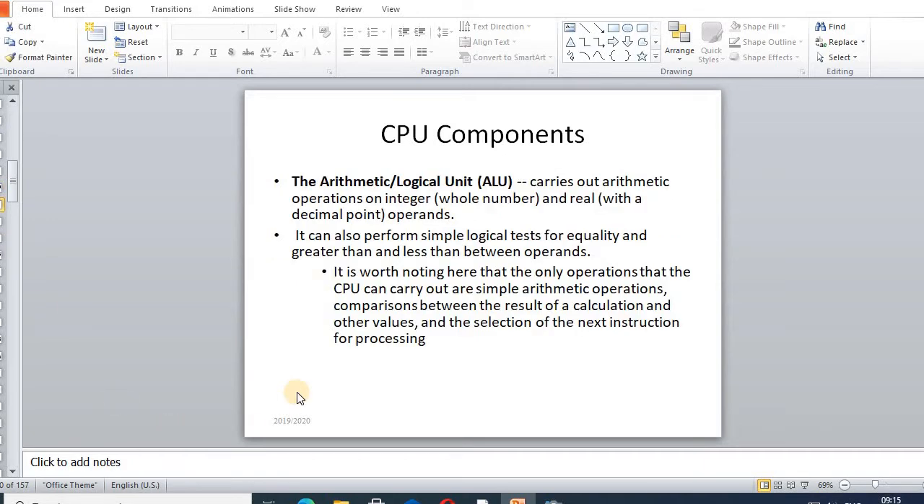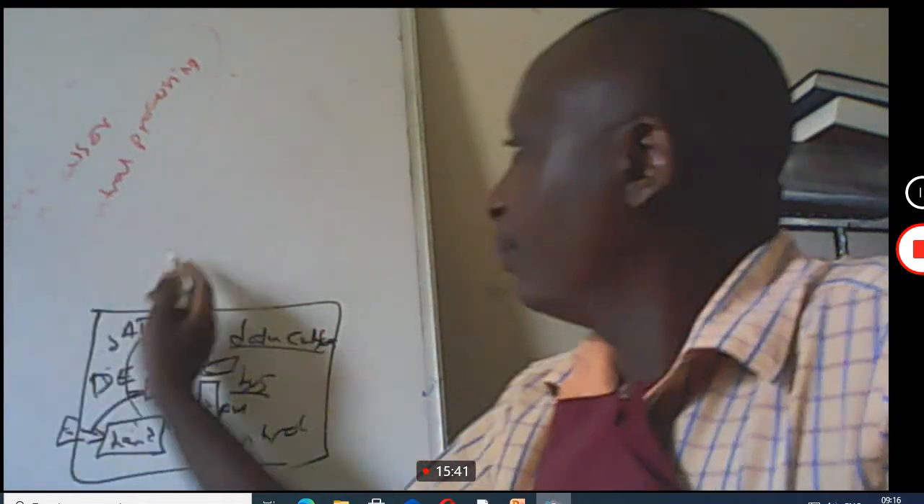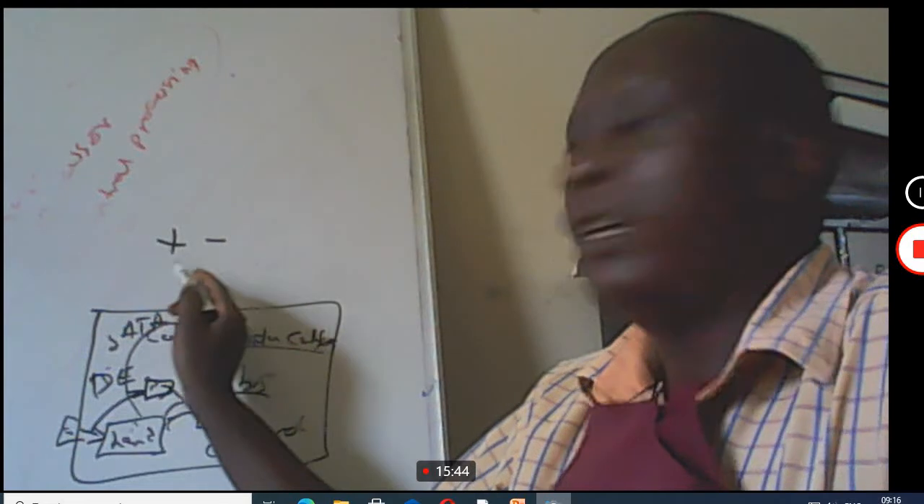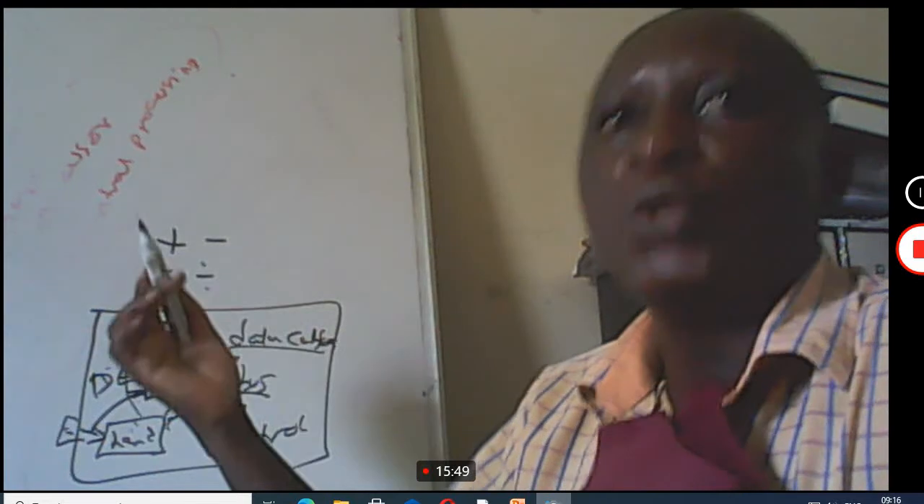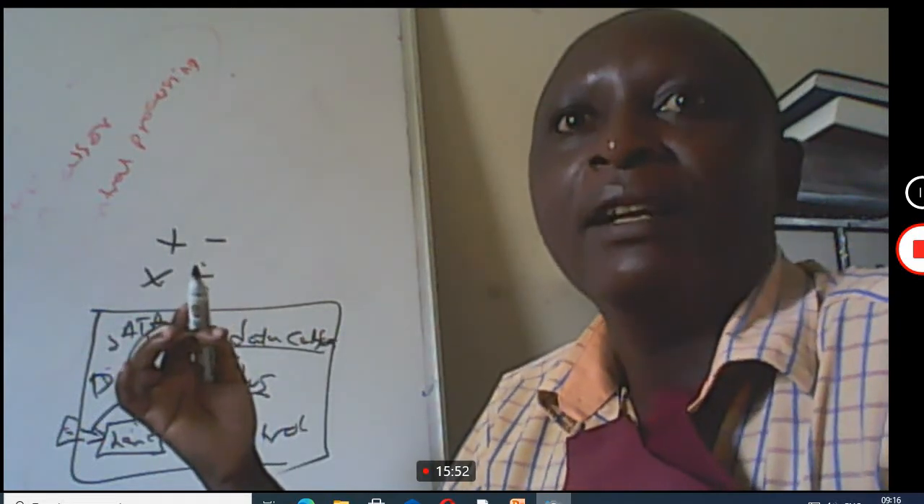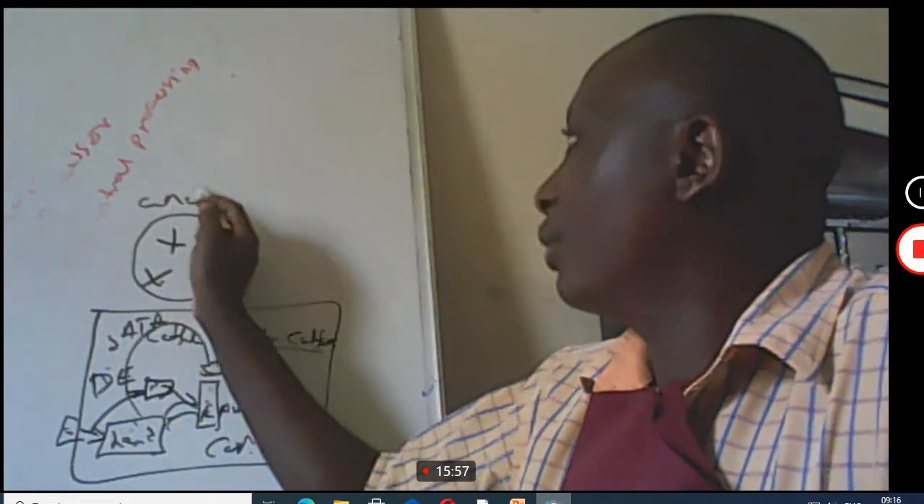Is it okay? So another one is the arithmetic logic unit, ALU, which carries out arithmetic operations on integers. This one will deal with calculations, whole numbers and real numbers with decimal points, or operands. So all these can be done. Are we together? When we talk of operands, it may use a plus, a minus, a multiplication, a division. Is it okay? And it may use other operations that are discrete, because these ones here can be performed by analog computers. Is it okay?